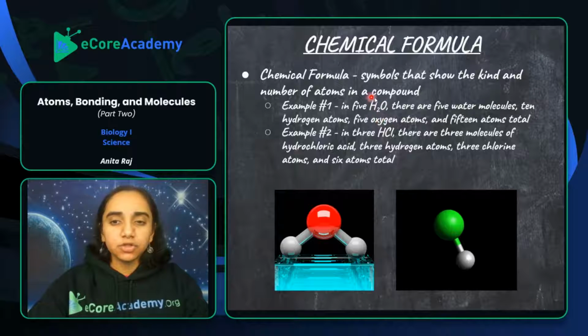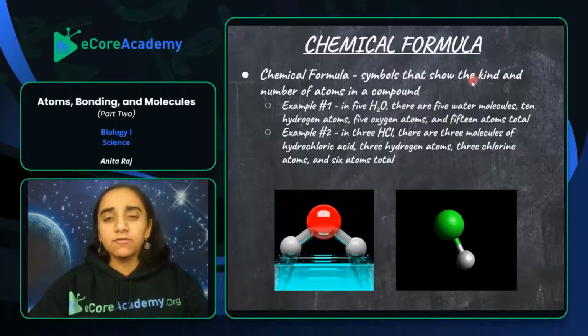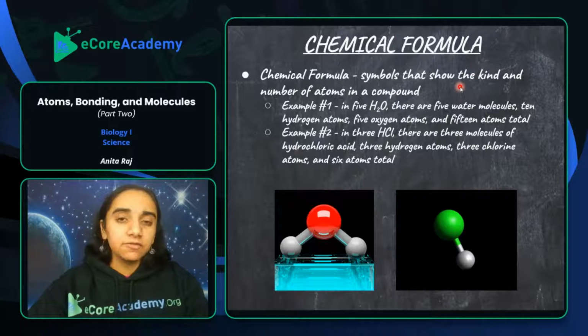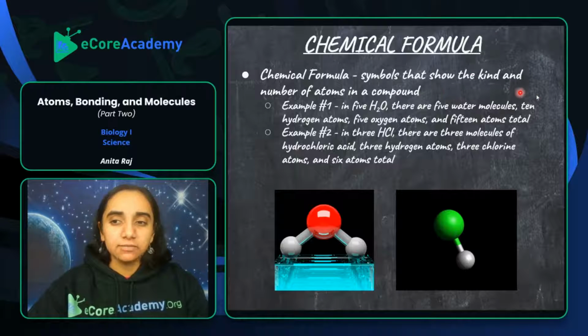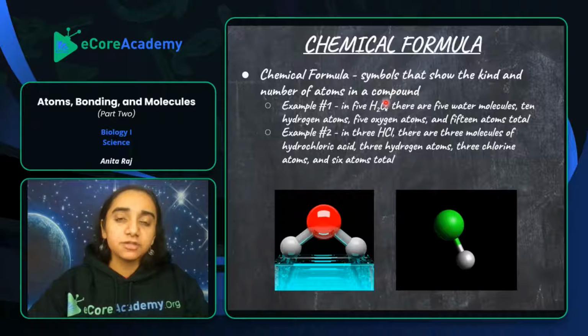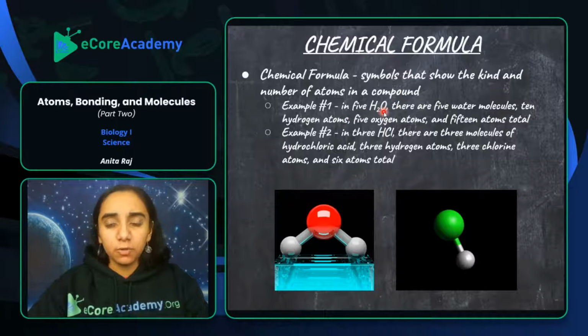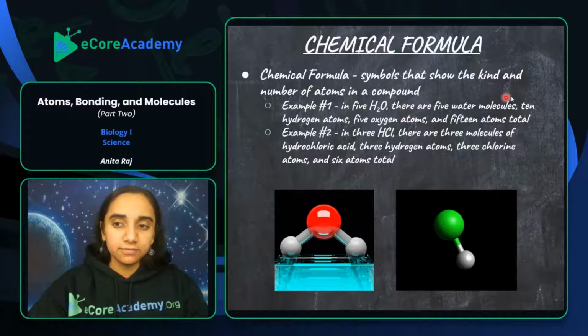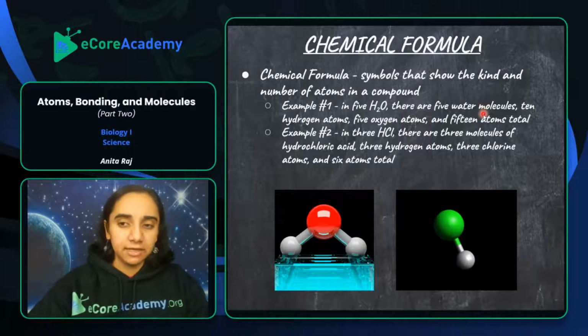Because there are 2 hydrogen atoms per water molecule and we have 5 water molecules, we technically have 5 times 2 hydrogen atoms. So we have 10 hydrogen atoms. Because we have 1 oxygen atom per water molecule, and we have 5 of those water molecules, we have 5 oxygen atoms. So if we add the 10 hydrogen atoms to the 5 oxygen atoms, we get 15 atoms total.